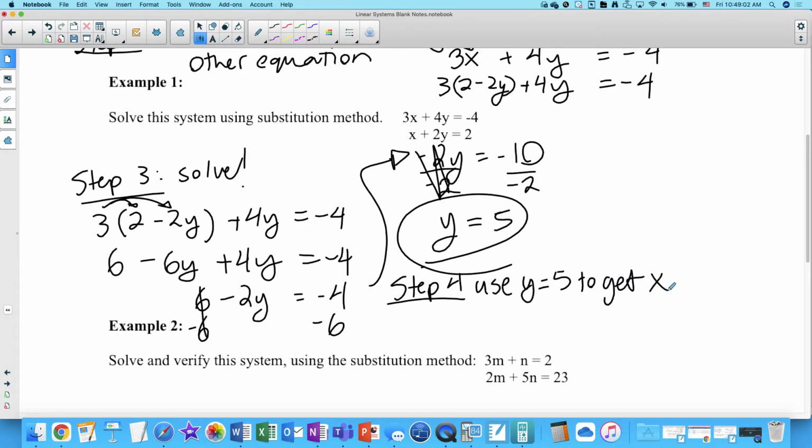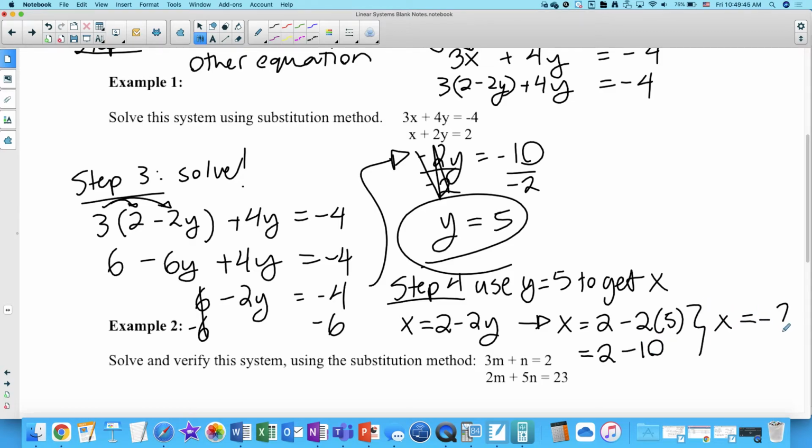What I personally like to do is use the equation that I isolated in step 1, because then I don't have to solve anything. x is already isolated. So I'm going to write that out. It was x equals 2 minus 2y, and I'm going to sub in a 5 for y. x equals 2 minus 2 times 5. Okay, and that is 2 minus 10. So x equals negative 8. Here we go. This is the solution to the system. Okay, you have to write the value of both variables. Now, there is one other step that you can do that I recommend that you do that's optional. What do you think that is?